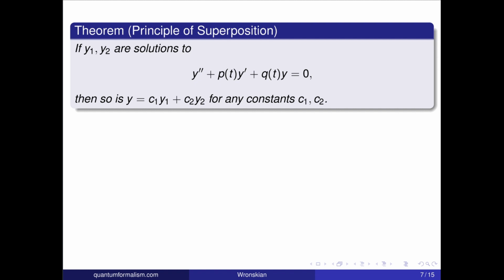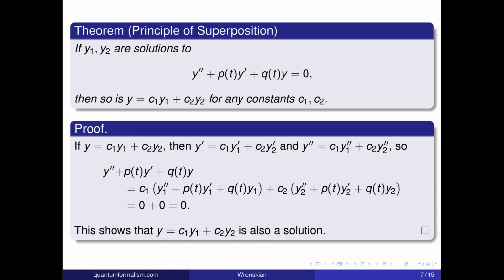So adding them together, multiplying them by a constant, you'll still have a solution. And this is very important that we're still in the homogeneous case. This 0 over here is quite important for this principle of superposition. Okay, the proof is really not hard at all.